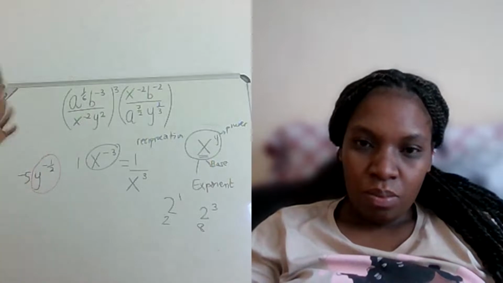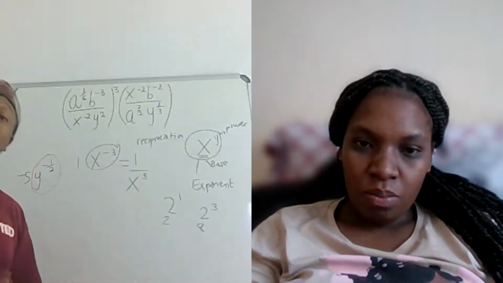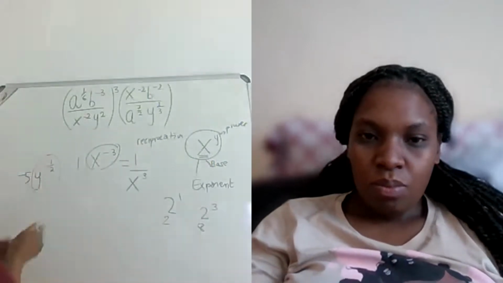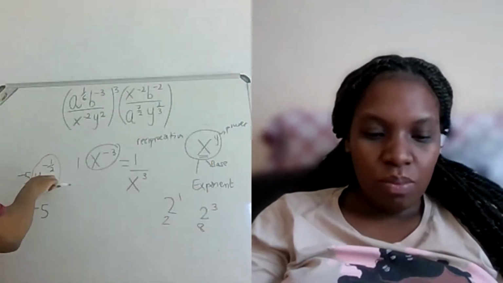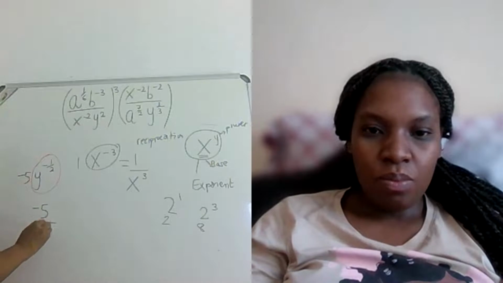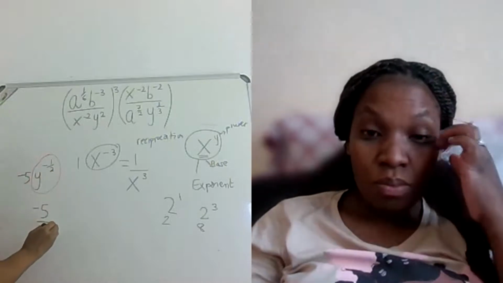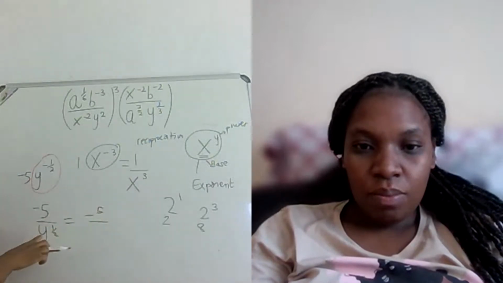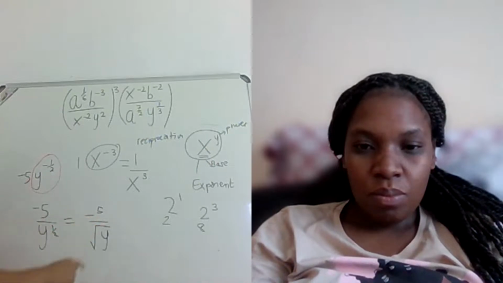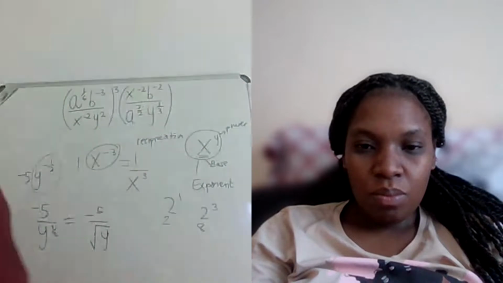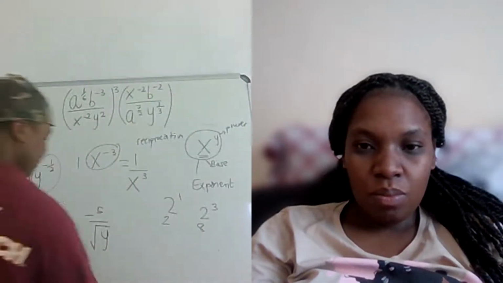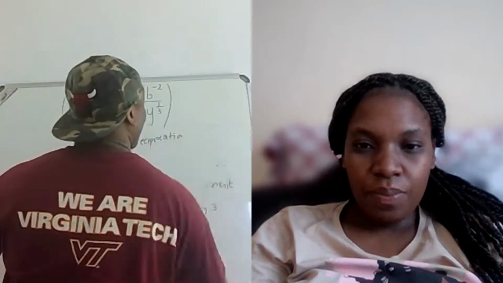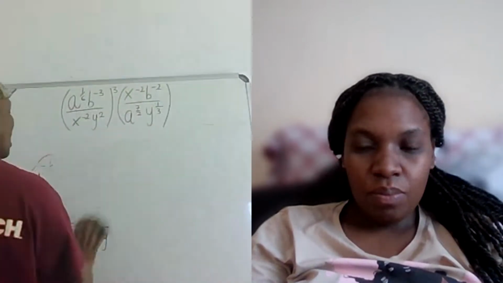And why do we reciprocate? Because my power is in a negative form, and I don't want my final answer to be in a negative form. So I'm going to say, okay, y to the negative 5, take this to the bottom of the number. So it's going to become y, negative is not going to be negative anymore, it's going to become positive half. Or if you don't write it like that, you can say negative 5 times the square root of y, since anything with positive half means square root of that number. So now we have a basic understanding of reciprocation.